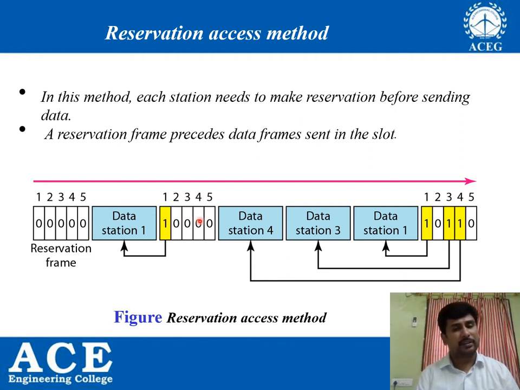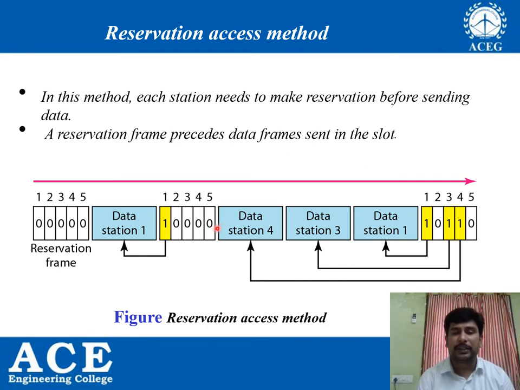The remaining stations do not have any data, so they did not make any reservation, which is indicated with bit 0 in the reservation frame. Since station 1 has data, it made a reservation, which is indicated with a bit 1. So since only station 1 made the reservation in the second slot, only data station 1 will transmit the frame. Coming to the third slot, all the 5 devices do not have any data to send, so they did not make any reservation. So you will find no data has been transmitted.